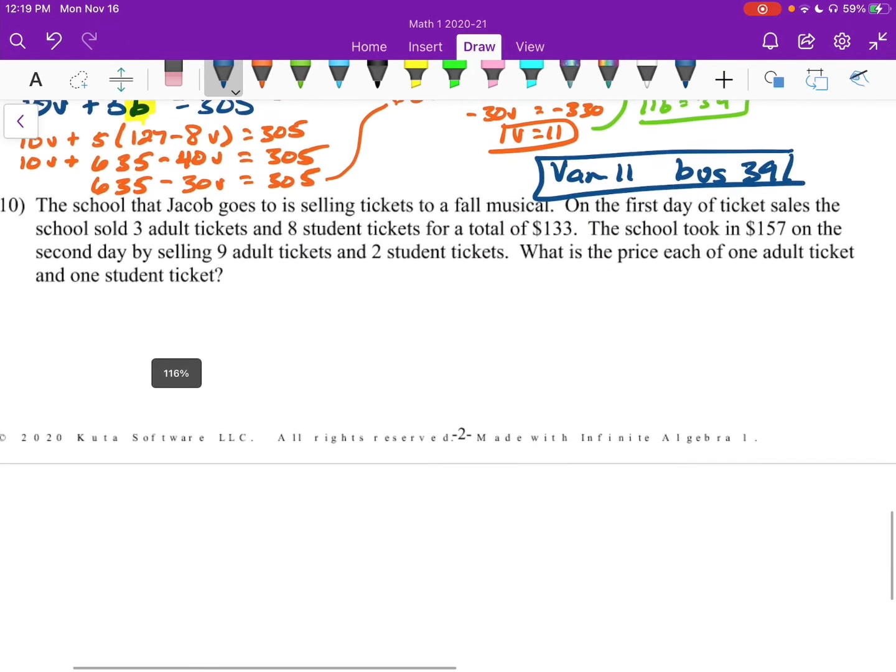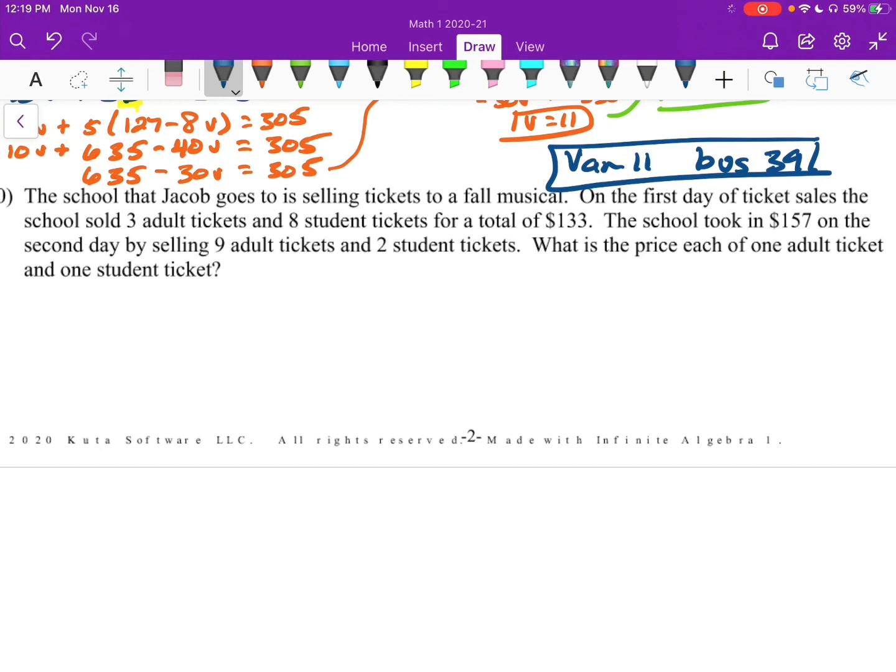Last one, number 10. The school that Jacob goes to is selling tickets for a fall musical. On the first day of ticket sales, the school sold 3 adult tickets and 8 student tickets for a total of 133. So I have 3 adults, I'm going to use a little a, and 8 student tickets for $133. The school took in 157 on the second day by selling 9 adult and 2 student tickets. What is the price of 1 adult and 1 student ticket?